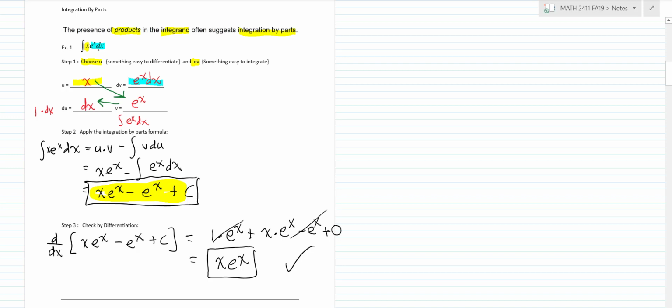So that's a good elementary example of integration by parts. So we're going to look at a lot of different situations on here then.